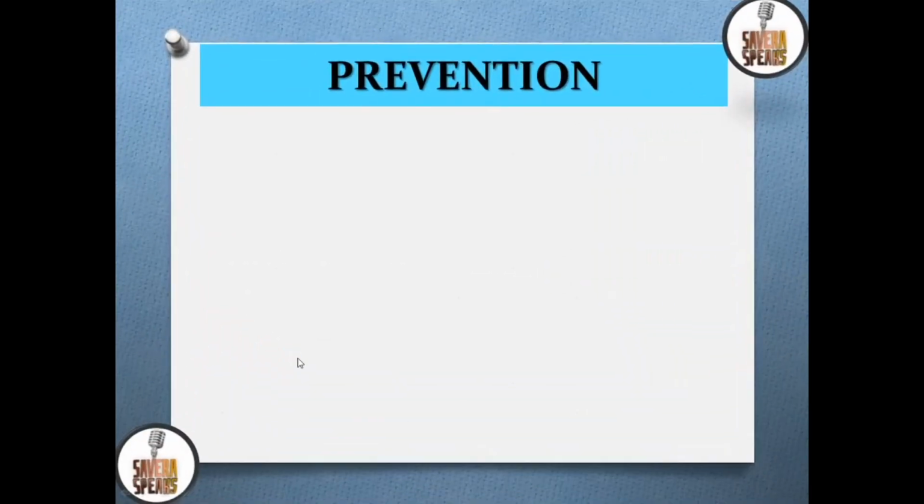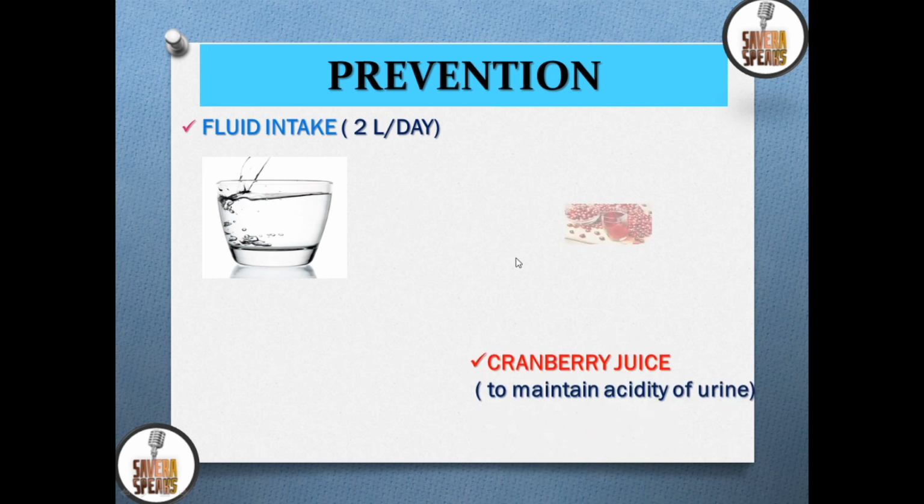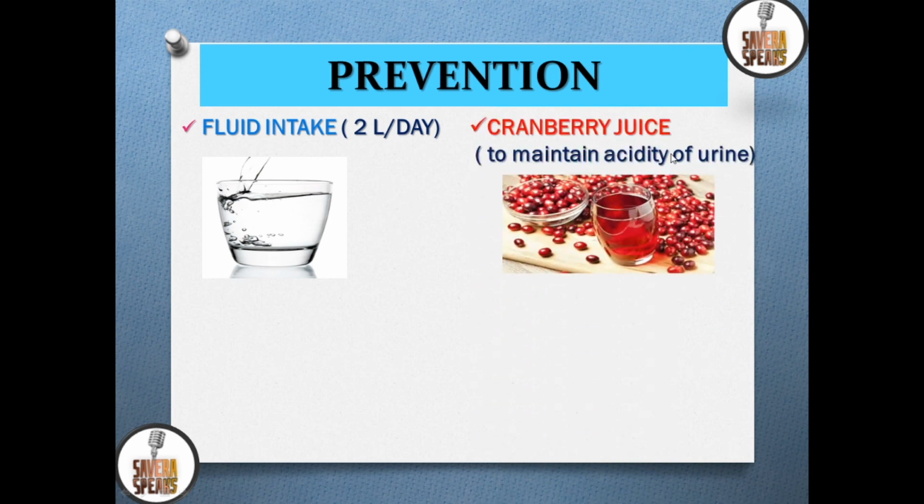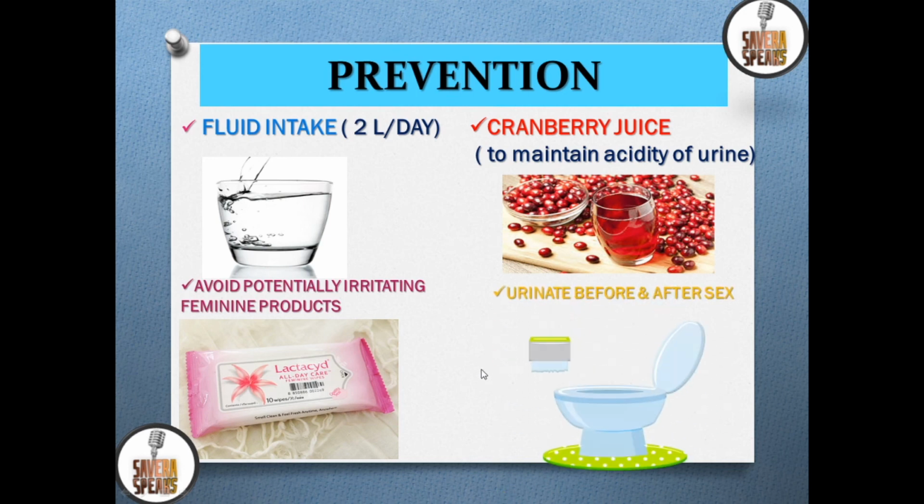Now last but very important, we can prevent UTI by hydrating ourselves, with fluid intake of more than 2 liters per day, cranberry juice that can maintain the acidity of urine, and avoiding potentially irritating feminine products. They can cause rashes and irritation, which can obviously lead to contamination and then UTIs, and urinate before and after sexual intercourse.